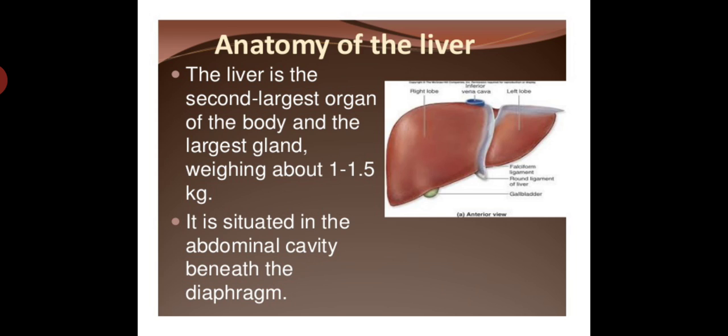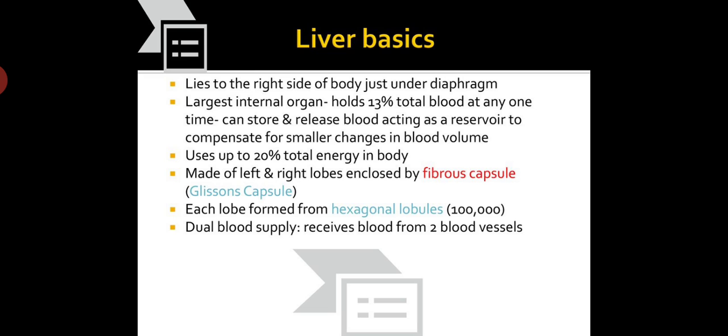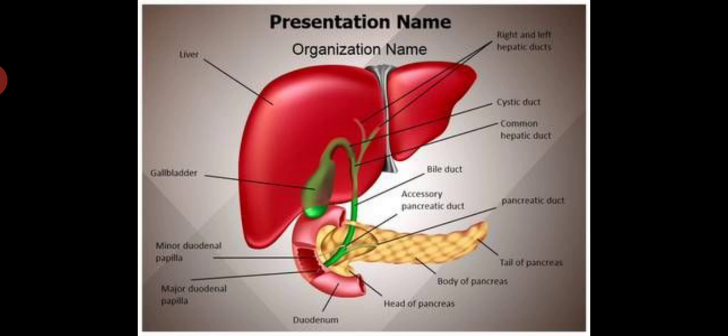Coming to a brief note on the anatomy of the liver. The liver is the second largest organ of the body and the largest gland, weighing about 1 to 1.5 kgs. It is situated in the abdominal cavity beneath the diaphragm. Coming to the other features of this liver, as you observe here, this liver has two bigger lobes, that is the right lobe and the left lobe. And apart from this, it also has other features like a gallbladder and a bile duct.